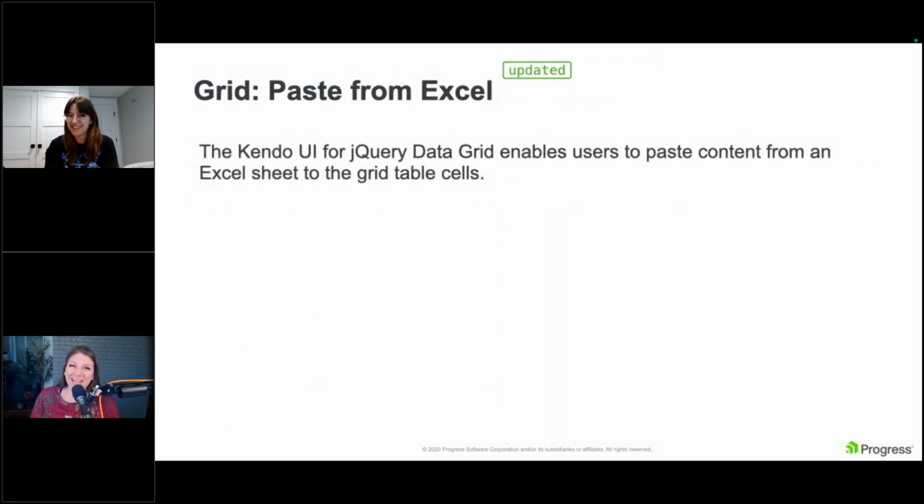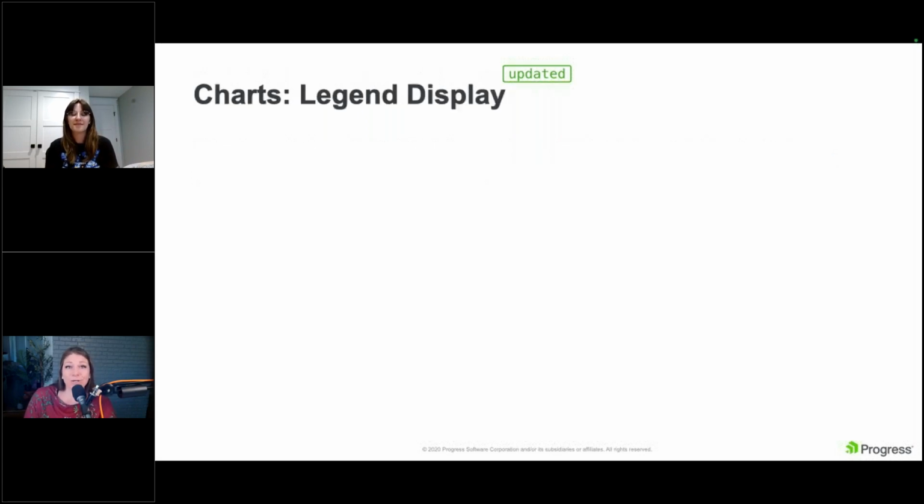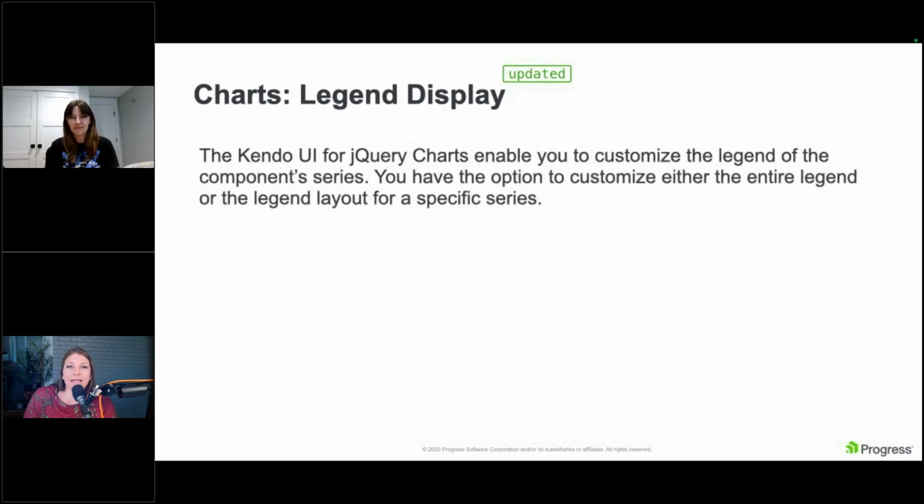Paste from Excel. So there is a lot of interaction comparison, whether you're using the jQuery grid or the Angular grid, whoever's grid you're using. We are oftentimes needing to be compatible with or integrated with or going to or from or having all the same features as an Excel grid. It's just part of the work of dealing with large amounts of data. So the Kendo UI jQuery data grid now enables users to paste content from an Excel sheet to the grid table cells. I didn't have a screenshot for that. Check out the docs for more.